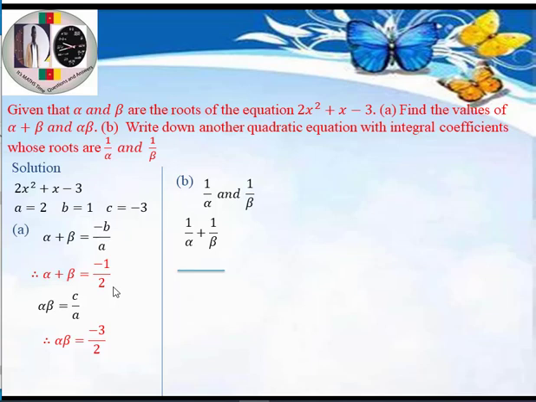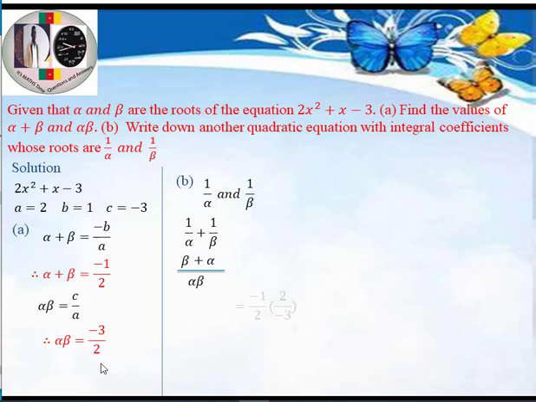So for us to add 1 on alpha plus 1 on beta, we are going to look for the LCM here. The LCM here between alpha and beta is alpha beta. Alpha into alpha beta will be beta, plus beta into alpha beta will be alpha. Then we can see that the numerator will be alpha plus beta and the denominator will be alpha beta. And we already know that alpha plus beta is minus a half and alpha beta is minus 3 on 2.